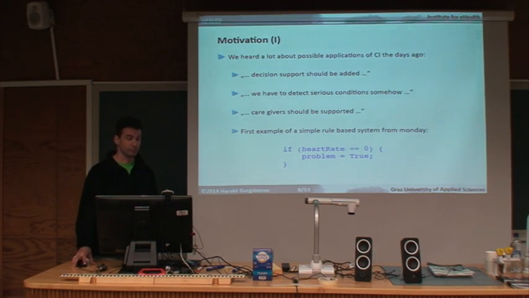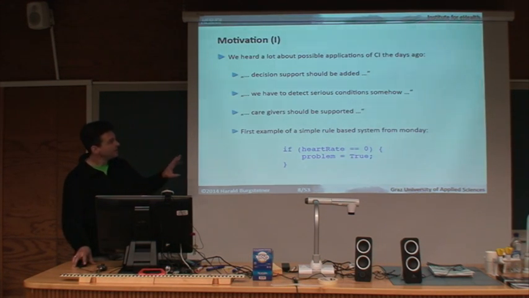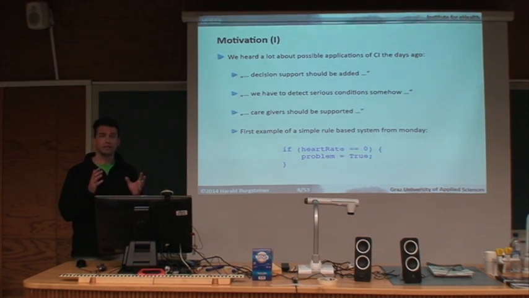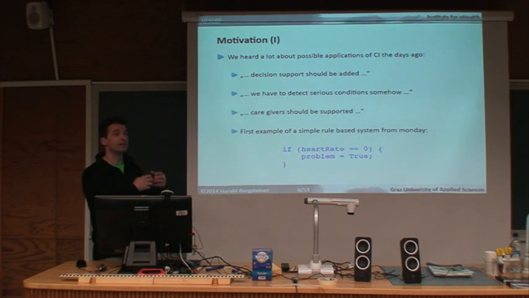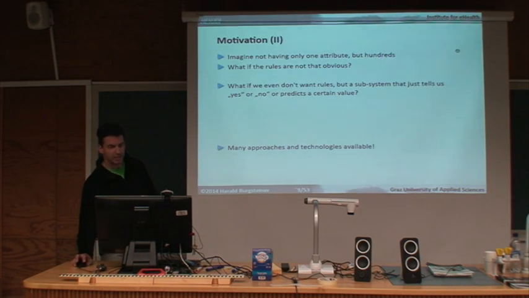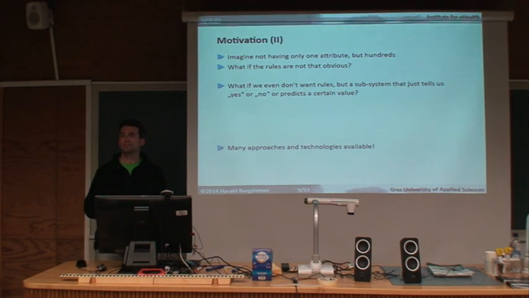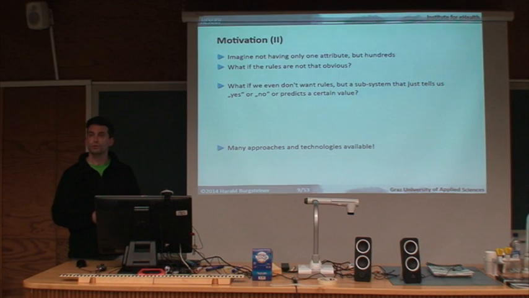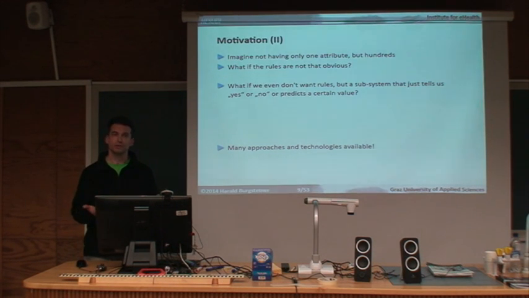I don't know which group it was, but they had a statement: if heart rate equals 0, then we have a problem. This is a typical example of a rule-based system, but it's a very simple rule. This is only easily achievable if you have a single parameter and certain thresholds that you can detect, and you can say, okay, if a certain value is above the threshold, then we do something. But in reality, this is a bit more complicated. Imagine you're not only having one attribute that you should monitor, but several hundred attributes that you should monitor in parallel. Then you have to create rules based on hundreds of these attributes and try to find out, is something serious going on?